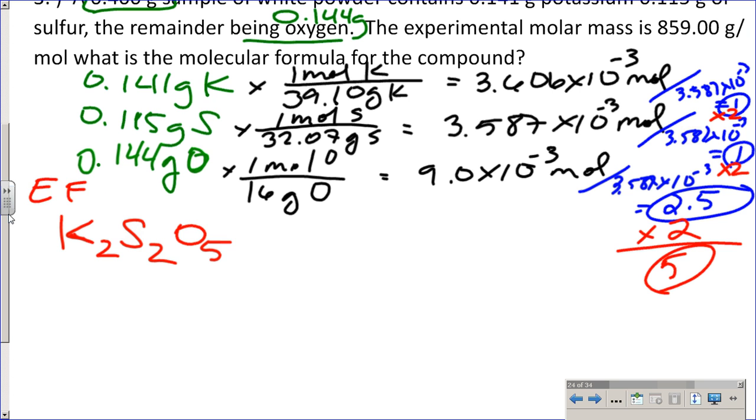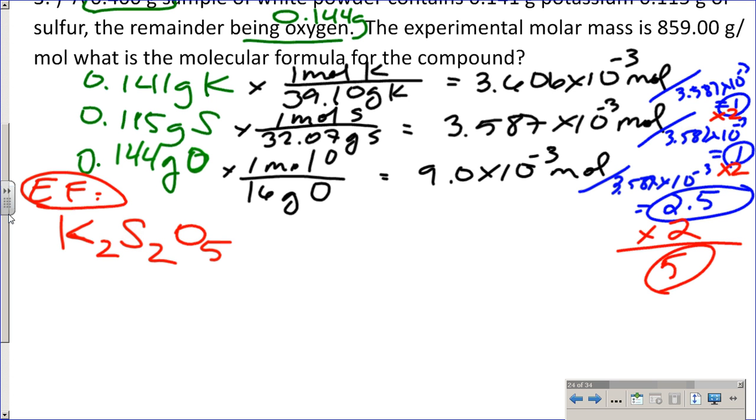We just took the grams, we went to moles, we took the moles divided by the lowest one, we got subscripts, then we're like, oh no, we can't have a 0.5 subscript, multiply everything till you get to a whole number. That's the empirical formula. Now, the rest of the problem says, the experimental molar mass is 859 grams per mole. What is the molecular formula?